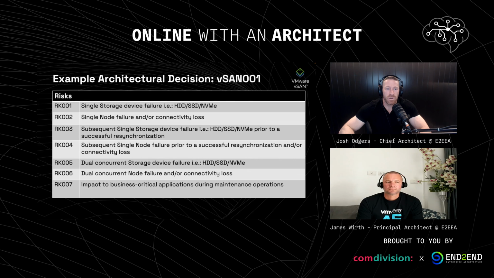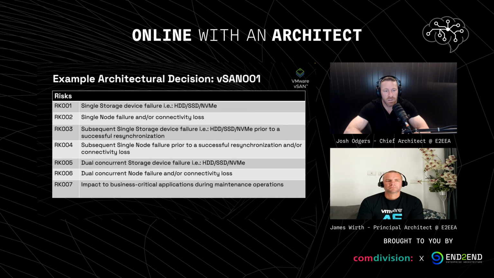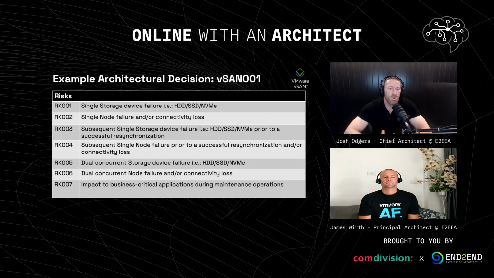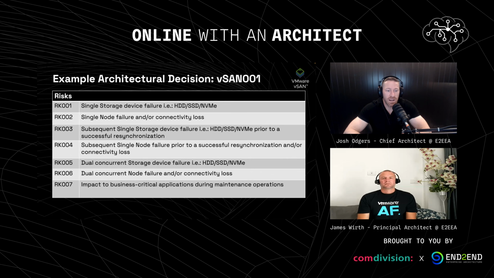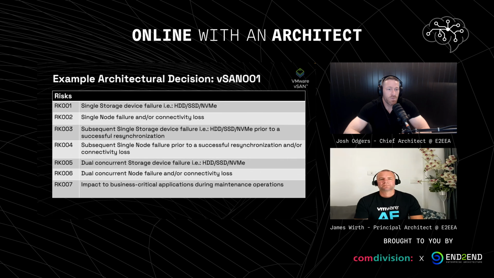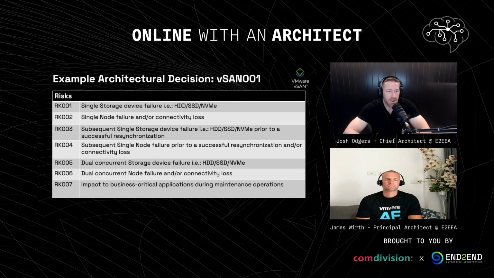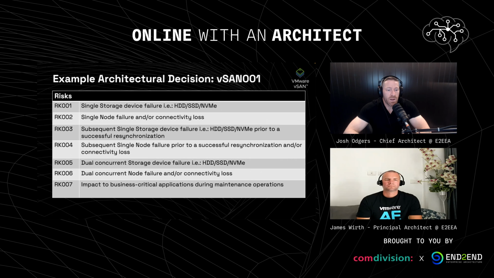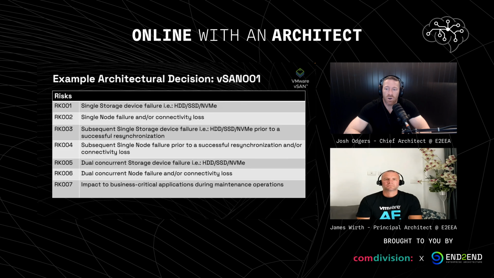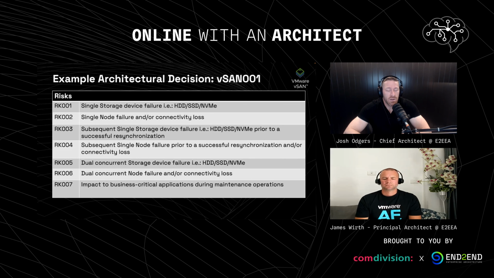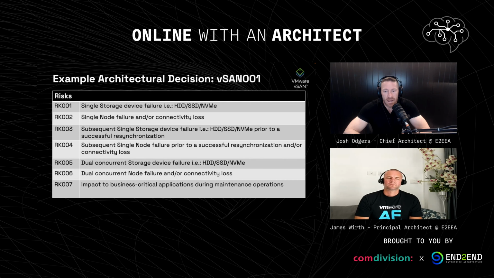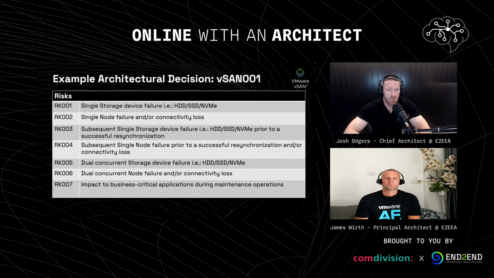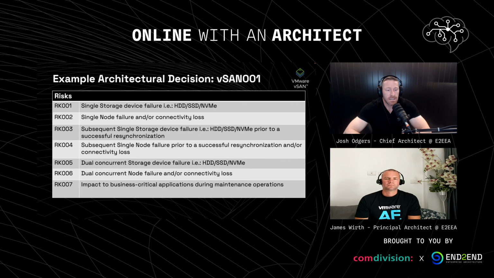All right, so let's move into some risks. So these are pretty obvious risks, but again, things we should always consider and understand the impact of. So we've got the obvious ones: the single node failure, single storage device failure, single NIC failure, all these things which really shouldn't have any impact to our production workloads. And then we've got the dual concurrent failure scenarios of the same devices, so nodes, drives, and potentially a network connectivity loss. And the last one, I think, is very important: what is the impact to a business critical application during a maintenance operation or a failure, in fact.